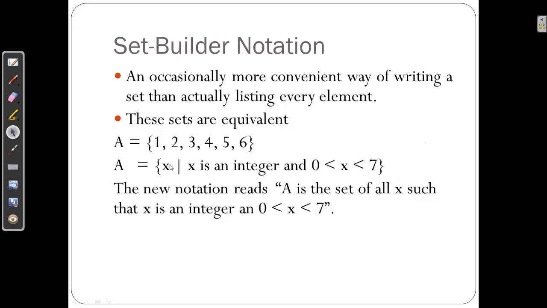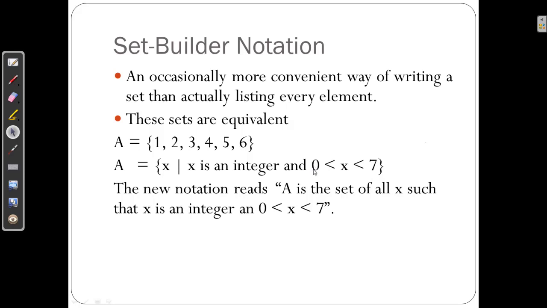So this is read all x such that x is an integer and x is between 0 and 7. And you can see then that these are the exact same sets. These are all the integers between 0 and 7, not including 0 and 7. And this says the same thing. Now, arguably this is a little bit shorter to type out than this, but it wouldn't be if this were all integers between 1 and 2,000. This would be about the exact same length.